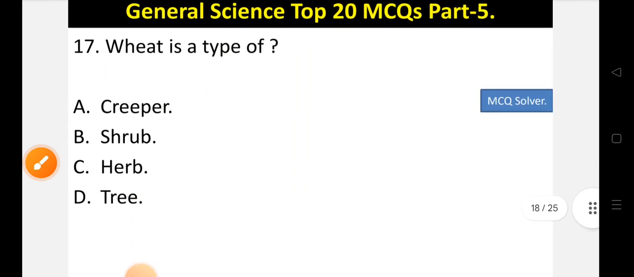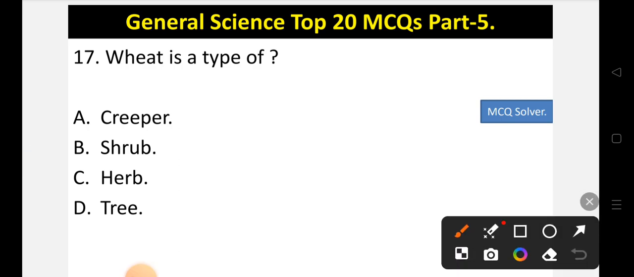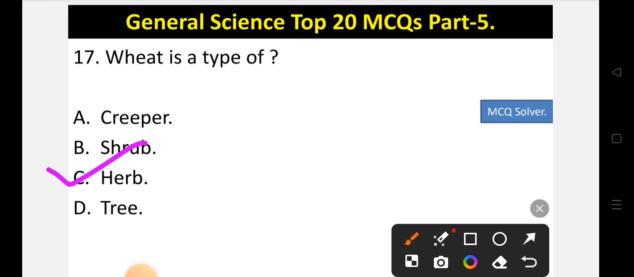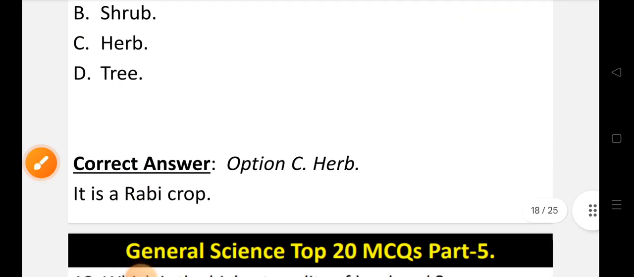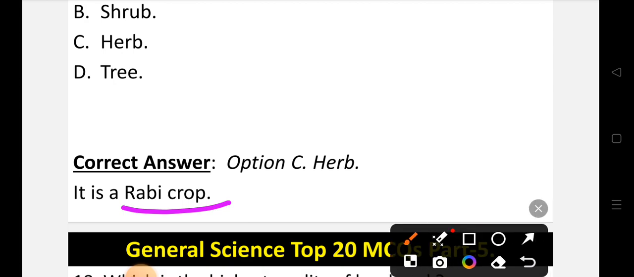Now let's move to question number 17. What wheat is a type of? So wheat is a type of, the correct option is option C, that is herb. So C is the correct option. Also wheat is a type of rabi crop. So it is sown in the month of November, and the harvesting is done in the month of April or March.